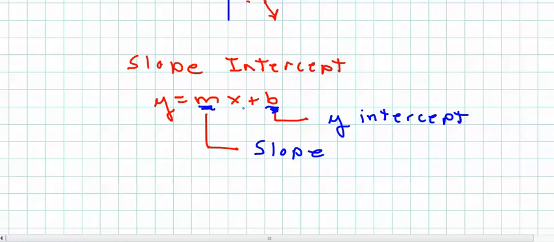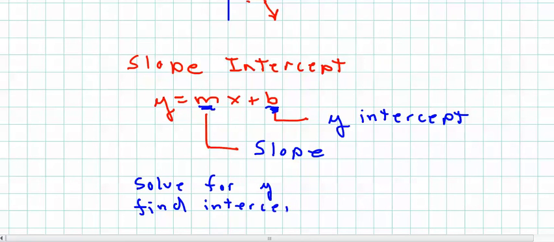All right, you should now be able to draw any line by putting it in this form. All you have to do is solve for y, find the intercept, and then use slope to graph.